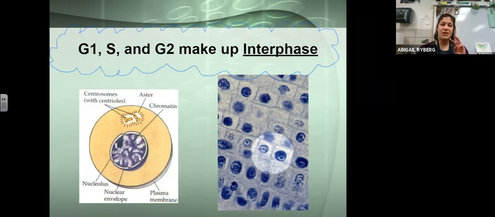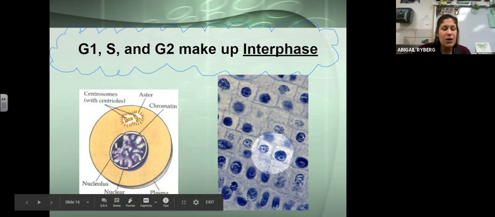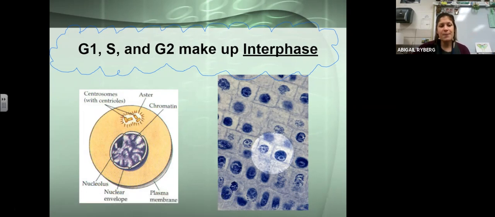G1, S, and G2 together make up interphase. So pretty much if it's not dividing, if it's not in mitosis, it's interphase. And we think of interphase as basically cells acting normal. Let's look at the illustration to the left here. You can see inside the nucleus, the DNA is shaded a little bit. That's representing DNA in the shape of this.